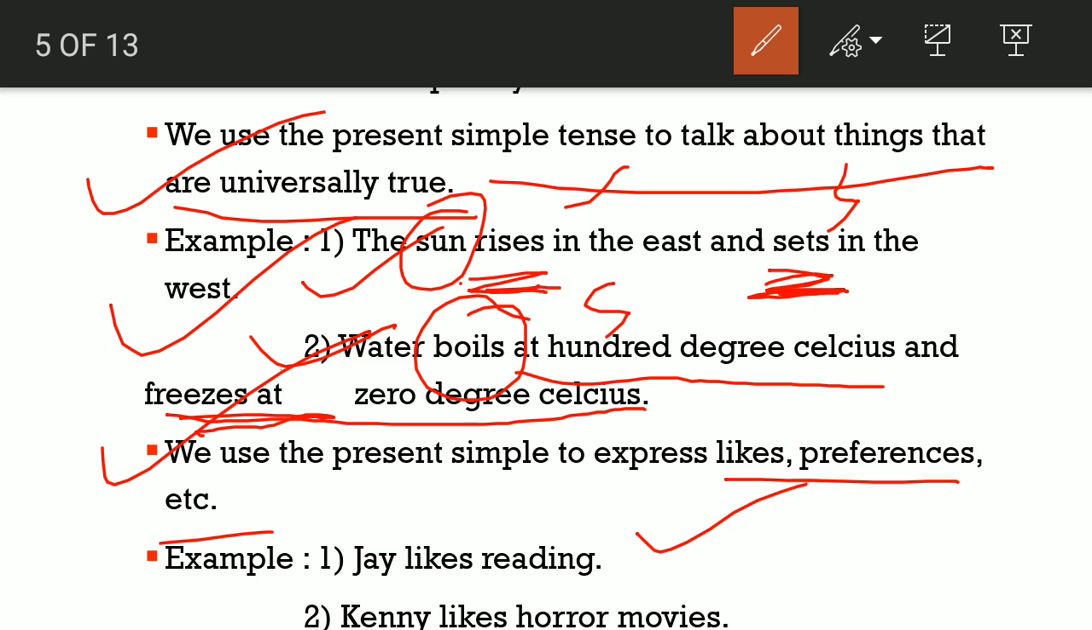Like, look at the example, the first example, Jay likes reading. So we know Jay's preference, that Jay likes reading. Jay को reading पसंद है, तो हम बोल रहे हैं कि Jay likes reading. अब Jay is a singular form, isn't it? Singular form है, इसलिए verb में हमने क्या किया? S लगाया. Kenny likes horror movies. So Kenny is singular, इसलिए हमने likes में S लगाया.